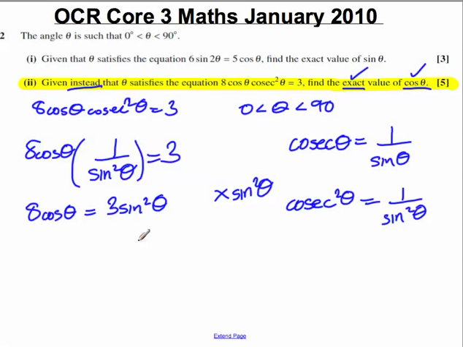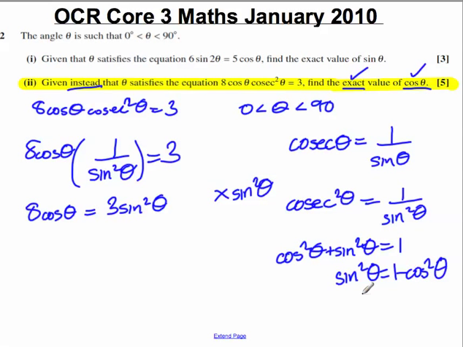Now, we want to find out cos theta. Currently, we have a sine squared theta here. Do remember this most important identity. Cos squared theta plus sine squared theta is equal to 1. And that rearranged tells us that sine squared theta must be 1 minus cos squared theta. This is an identity that gets used again and again and again. Why don't we substitute for sine squared theta in here? Everything then would have a cos in it, a cos theta. So we have 8 cos theta equals 3 times 1 minus cos squared theta.